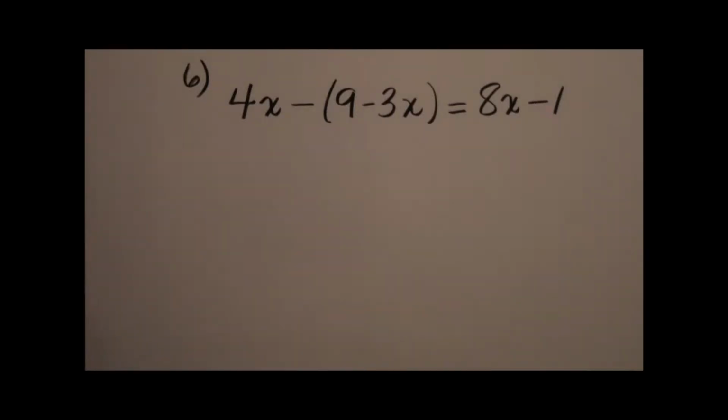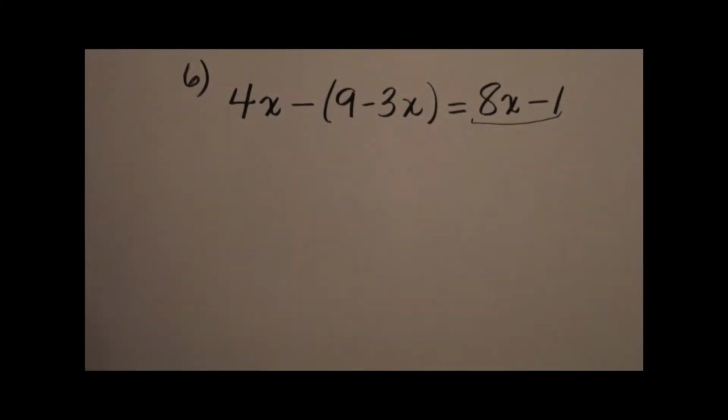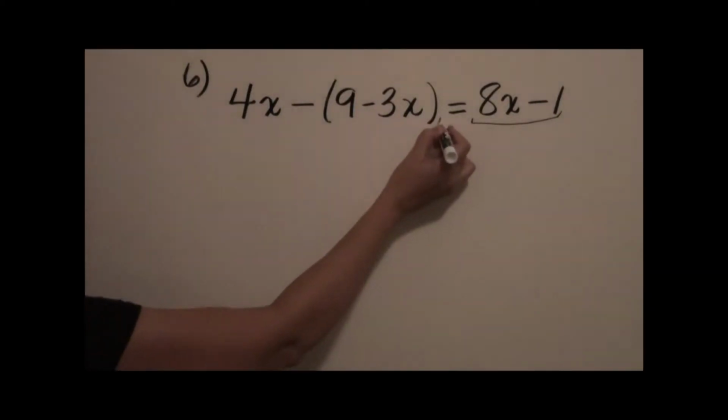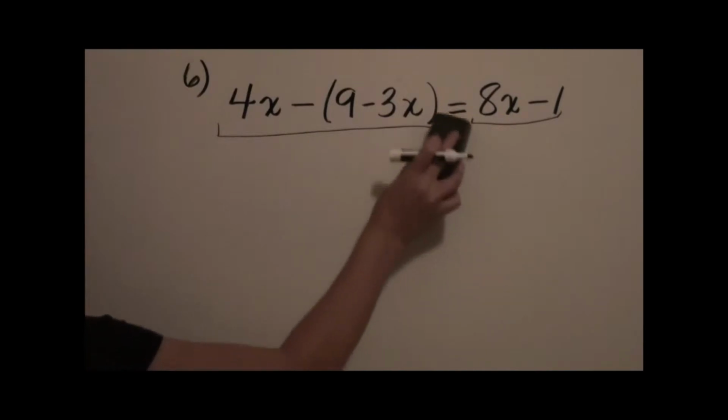On number 6, again, we think about what we have on each side of the equal sign. Here's our equal sign. It divides our equation. On the right side, we have one constant, one variable. There's nothing we can do to combine those two. On the left side of our equation, we have parentheses with a negative on the outside of those parentheses. So we know before we can start combining anything, we have to use the distributive property to eliminate those parentheses.